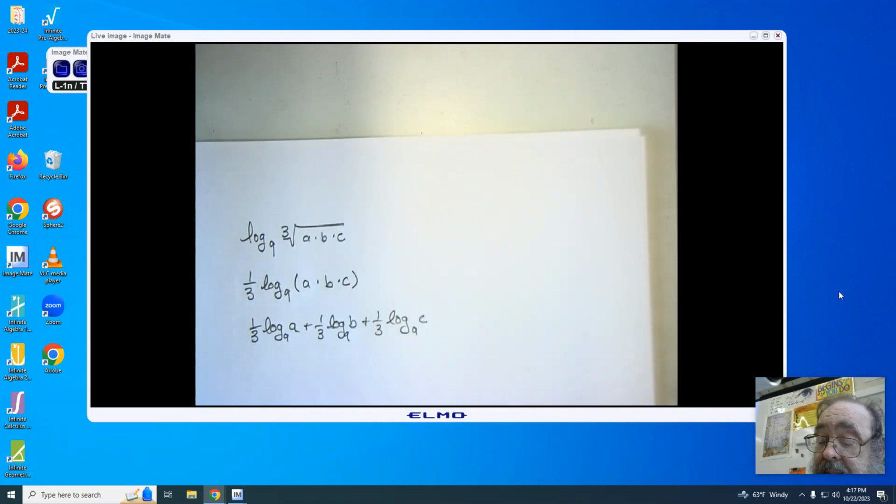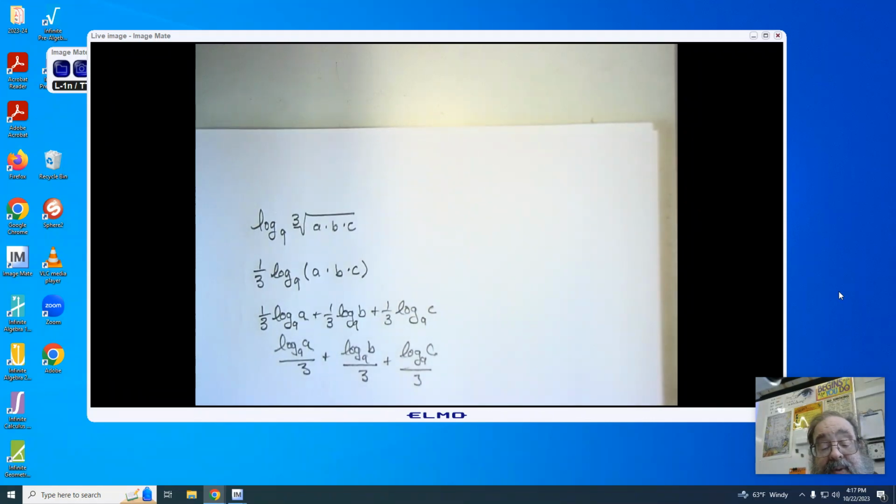Now I could call it 1/3 and put it as log base 9 of a over 3 plus log base 9 of b over 3 plus log base 9 of c over 3. Beware, they're the same answer.